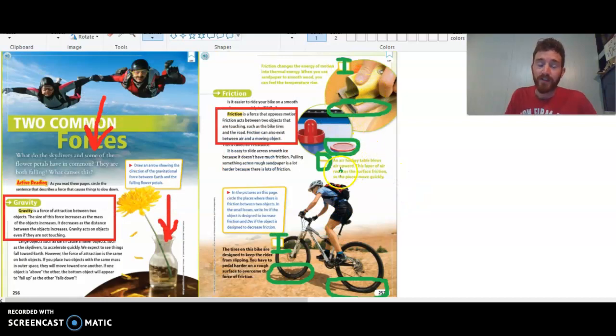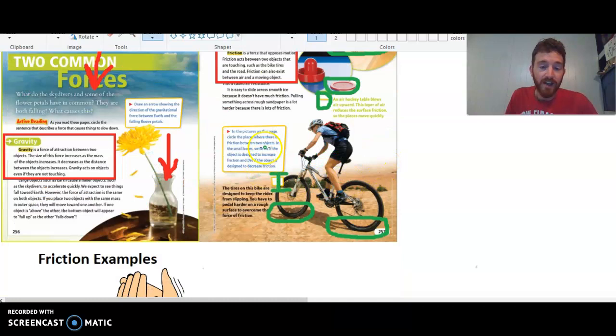Sandpaper, we want more friction. Ice skating or playing air hockey, we want less friction, so it's easier to glide. When things are able to glide smoothly, there's less friction. And then also in this case, we have the mountain bike, we want to increase friction. So sometimes we want more, sometimes we want less. It just depends on what we're trying to do, but it all involves us understanding how friction works, okay?